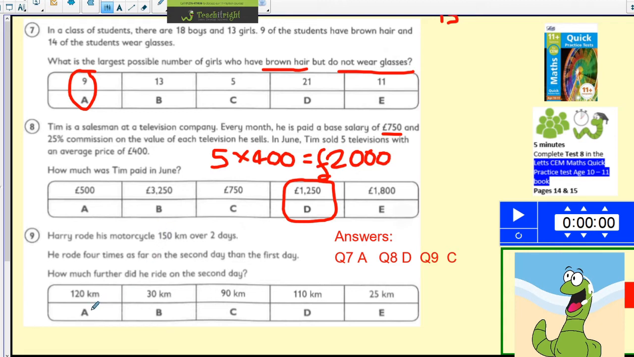Harry rode his motorcycle 150 kilometers in 2 days. He rode 4 times as far on the second day. How much further did he ride? Well, he did 150 kilometers in 2 days, but he did 4 times that on the second day.